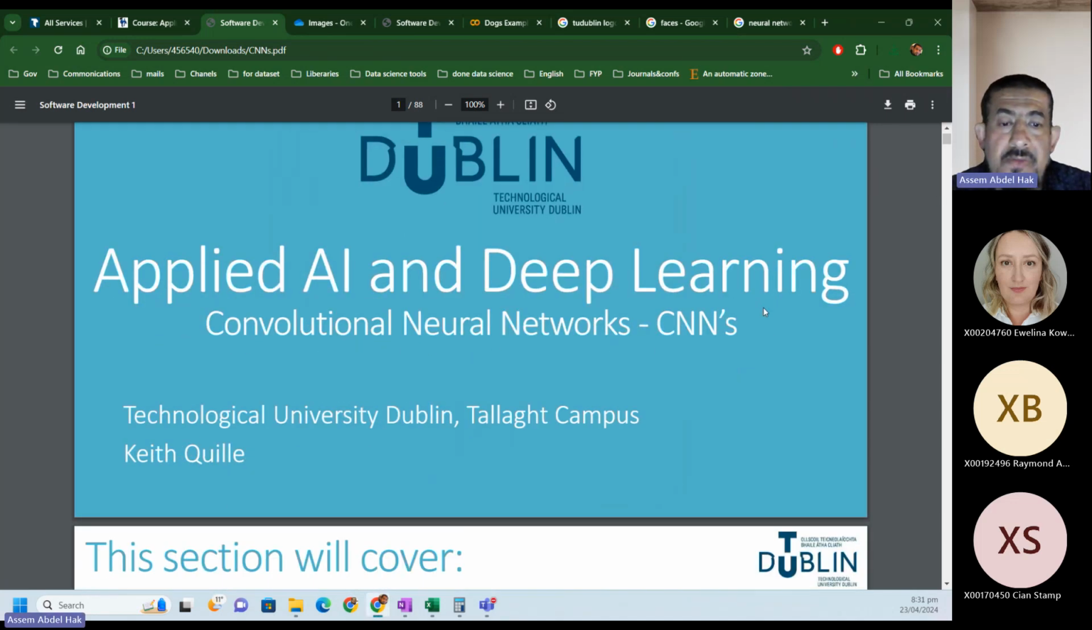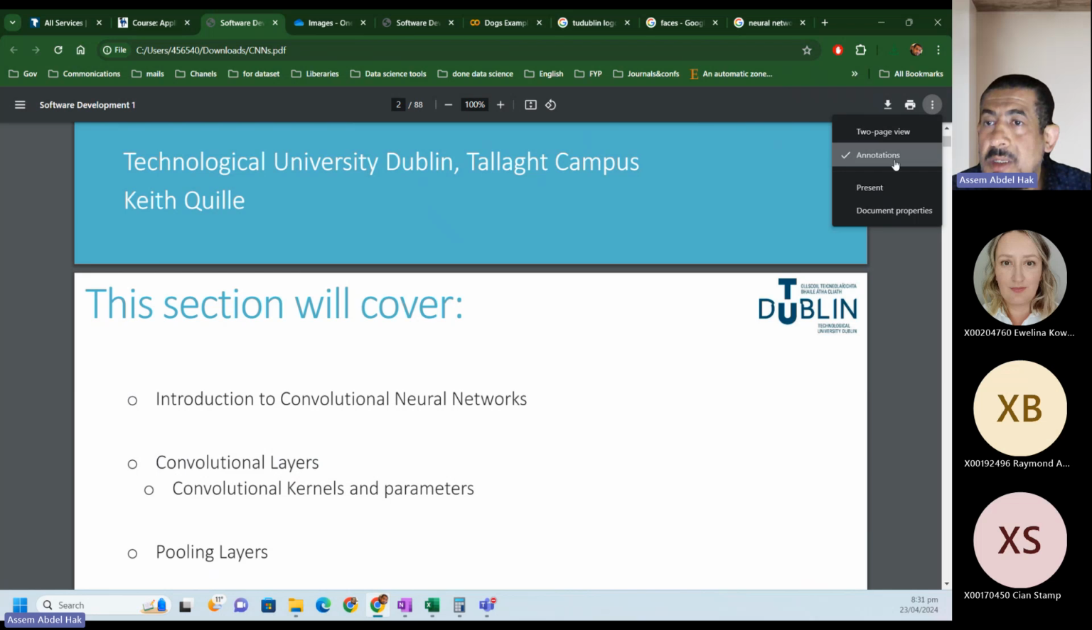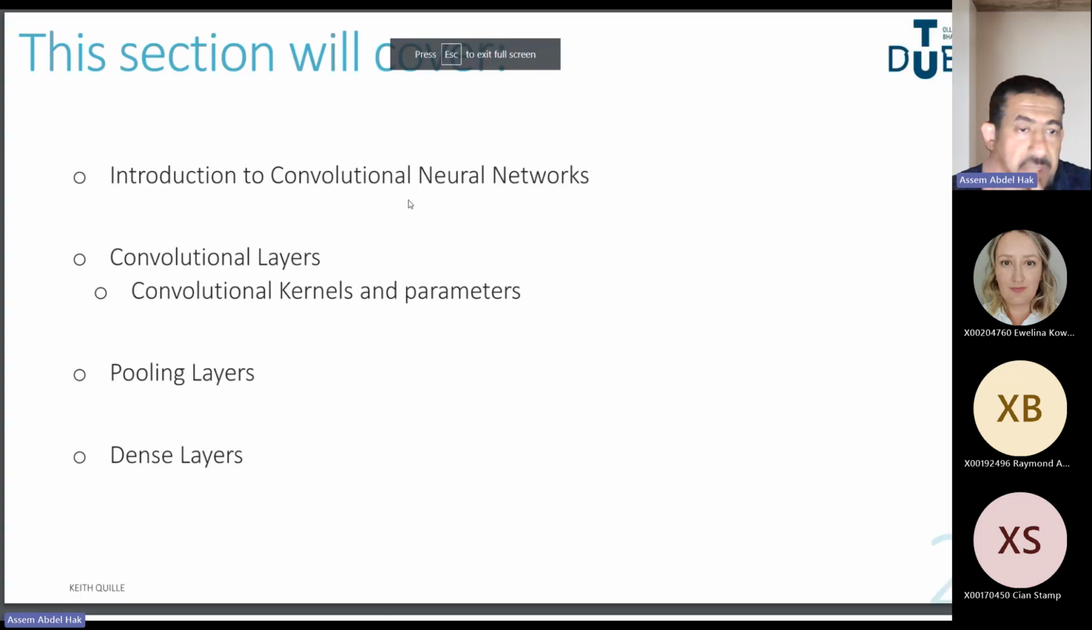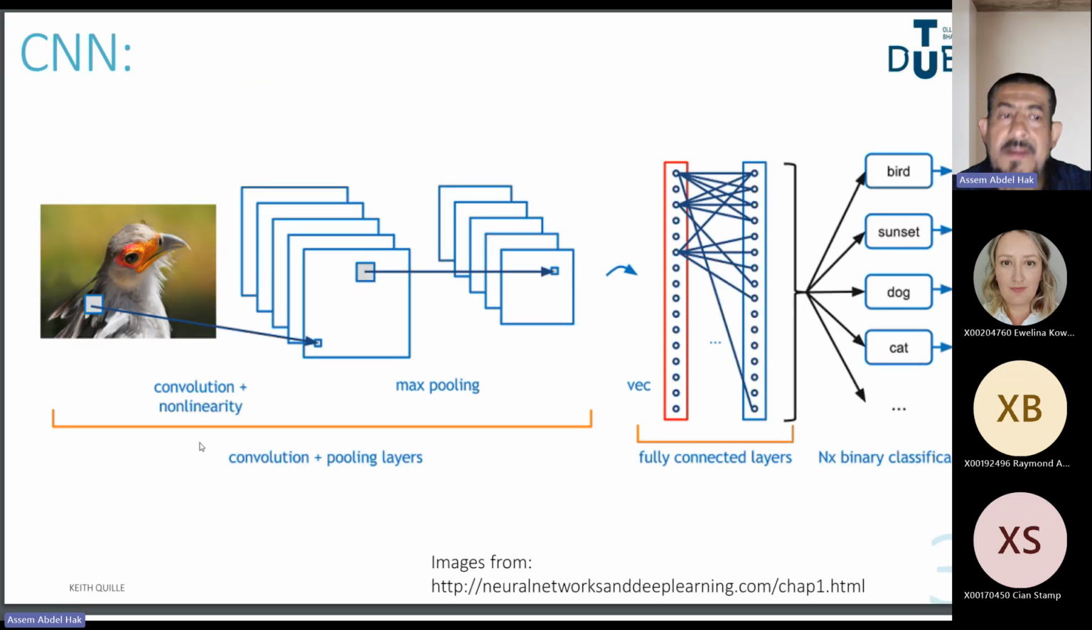Here in the convolutional neural network section, we will cover what a convolutional neural network is, how to make a convolution layer, what the kernel is, what the parameters are, something called pooling, and what the dense layer is. Okay, this is the point, guys. Let's understand how the convolutional neural network works.